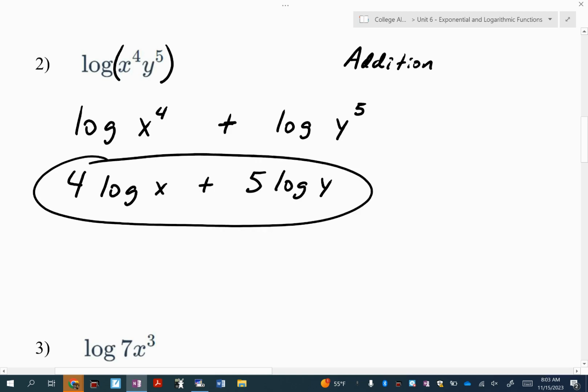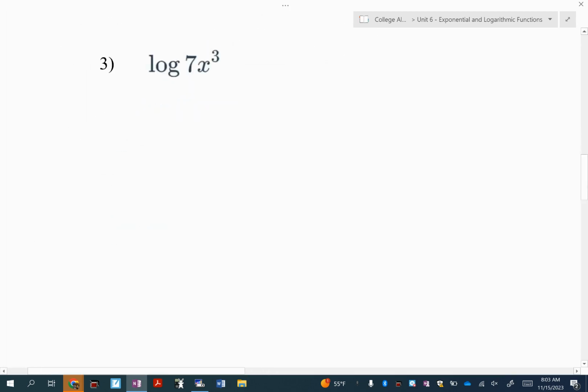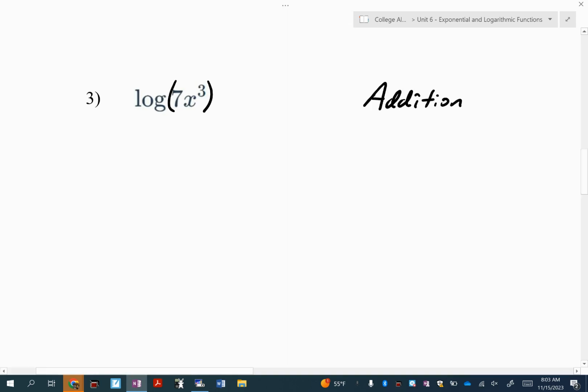Okay, one more, and then you guys get a chance to try. Okay, last one. All right, again, I see in here, this is 7, and then I don't see a symbol, then x cubed, so that's multiplication. So I'm thinking I'm going to be using addition here. All right, so I'm going to write 2 logs connected by addition.